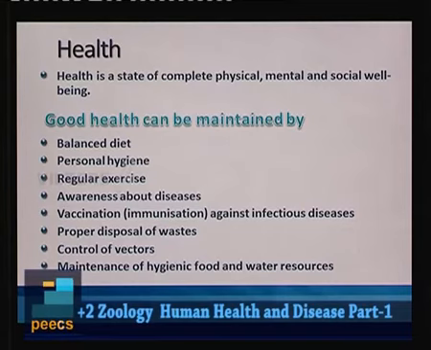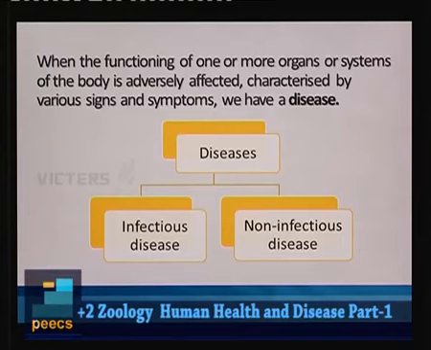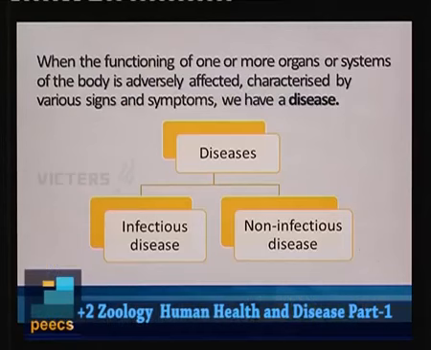When one or more organs or systems of our body is adversely affected, we say that we have a disease. Diseases can be broadly classified into two types. First type is called infectious disease. Infectious diseases are spreading from one person to another. The second type, they are non-infectious. Non-infectious diseases remain confined to a particular person. They are not spreading from person to person. For example, cancer is considered to be a non-infectious disease.